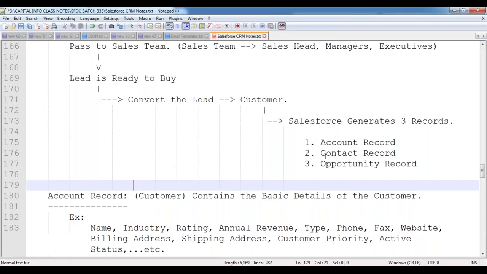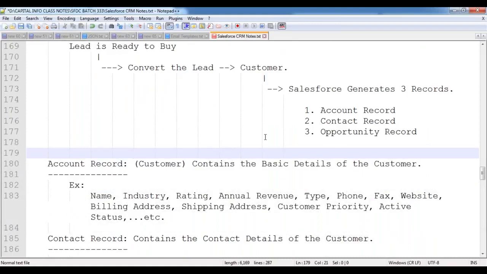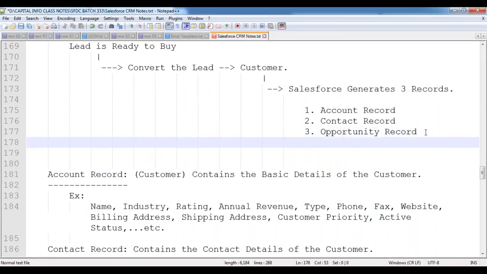So in this case, what happened when coming to the organization? Whenever the customer is utilizing that product, if the customer is facing any issue, then he is going to raise a complaint.